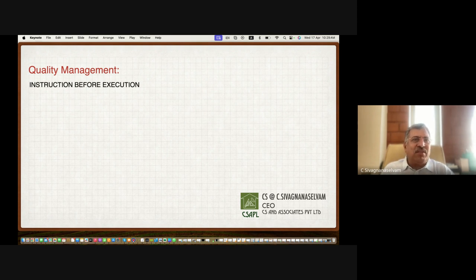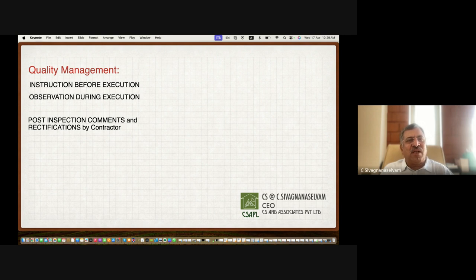To start with, it is instruction before execution at work site, observation during execution, and post-inspection comments and rectifications by the contractor. This is what I am going to talk with you today, because you might have read about quality, you might have read about safety, but when it comes to actual execution at site, what are all the challenges we have, or what are all the things we need to take care right from day one?